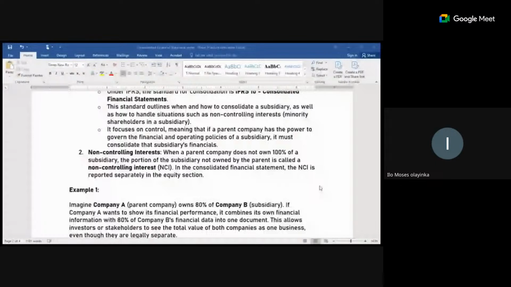Good evening, sir. Yeah, Moses, go ahead, please. In a situation whereby we have two subsidiaries, is it compulsory that a parent company must have at least 50%? Because if we have two subsidiaries now and one contains 60% of the company and the other one has 40%, like the subsidiaries have 35, 35.